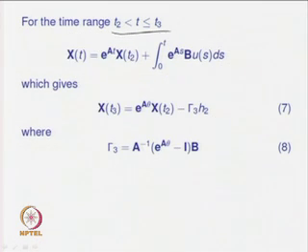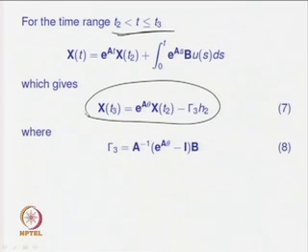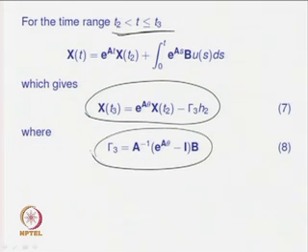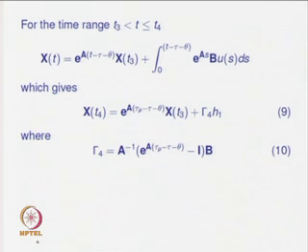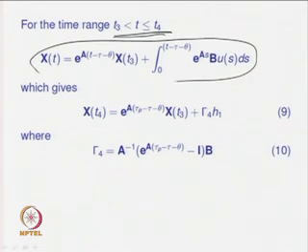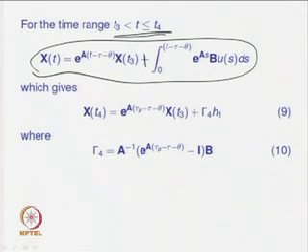So, for the next time range, the solution of the state equation is obtained in the form of x(t3) is equal to e to the power A theta x(t2) minus gamma 3 h 2, where gamma 3 is given as A inverse (e to the power A theta minus I) B. And for the final segment, which starts from time t equal to t3 to time t equal to t4, the solution of the state equation is given by this, where x(t) is equal to e to the power A (t minus tau minus theta) x(t3) plus integral from 0 to t minus tau minus theta of e to the power A s B u(s) ds.